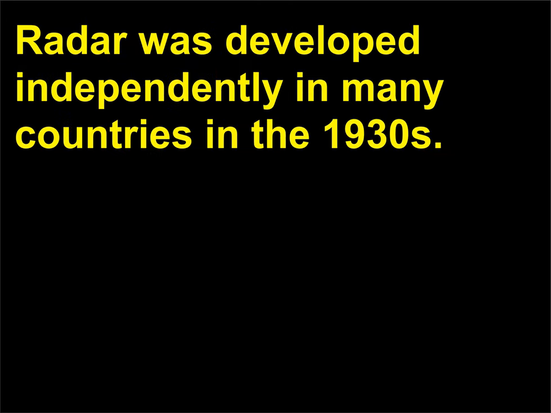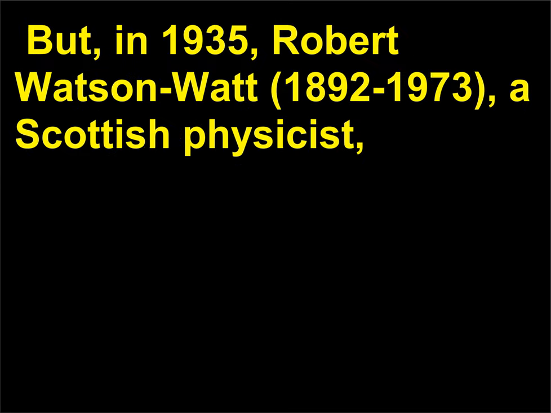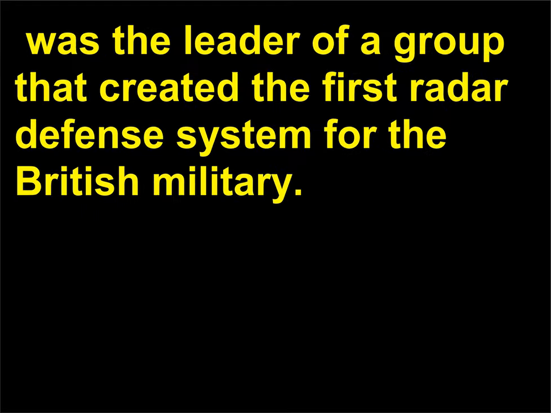Radar was developed independently in many countries in the 1930s. But in 1935, Robert Watson Watt, 1892-1973, a Scottish physicist, was the leader of a group that created the first radar defense system for the British military.